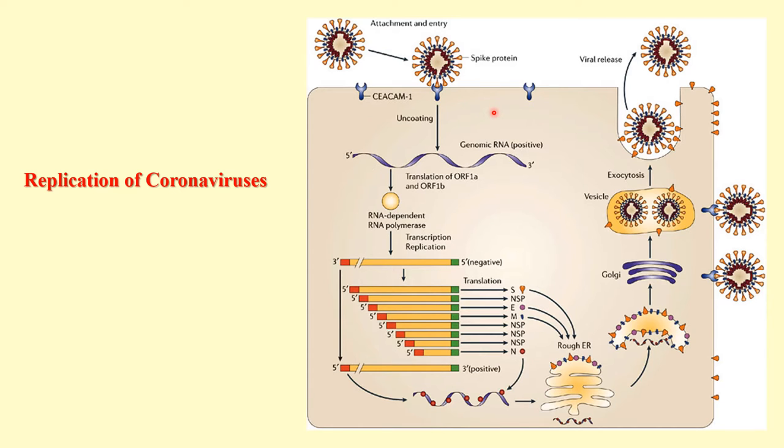Then after that, what will happen is the pH in the endocytic vesicle will drop, and this will result in the fusion between the viral envelope and the vesicle membrane. This will be followed by the release of the virus into the cytoplasm and then the uncoating, and then we will have the naked viral coronavirus RNA in the cytoplasm of the cell, as you can see here.